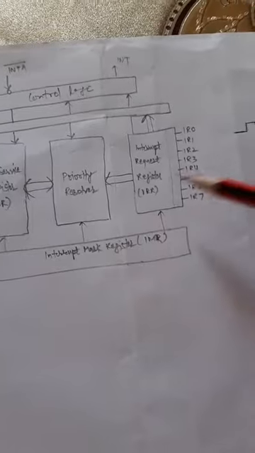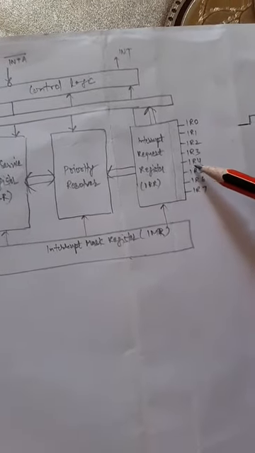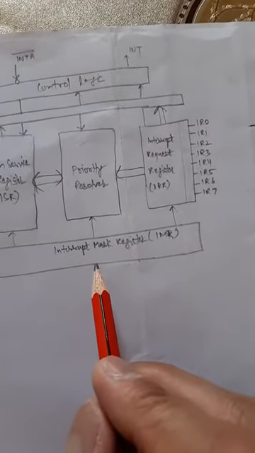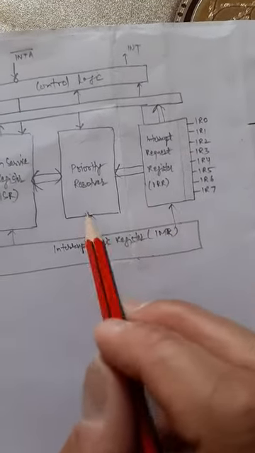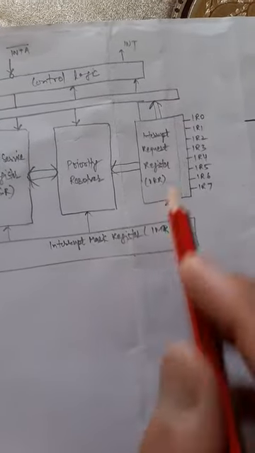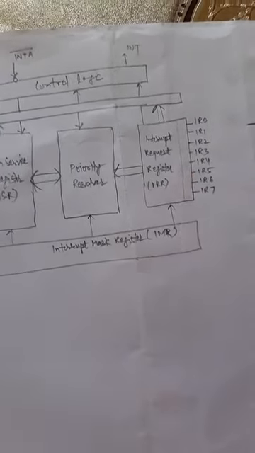Once a device has given the interrupt through any pin, suppose IR4, and if IR4 is masked by the MPU, then the priority resolver will check the IR4 pin, and if it is masked, that IR4 will be discarded.